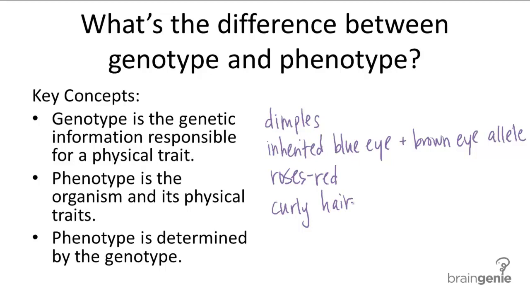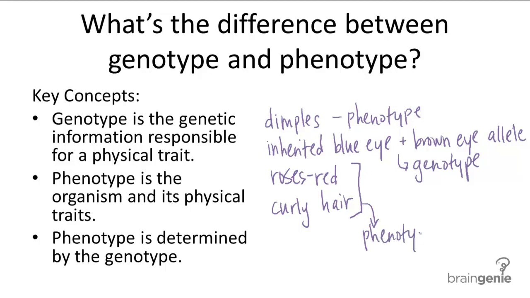So let's go through each of them together. Dimples describes a physical trait, so that must mean it's a phenotype. Inherited blue eyes and brown eye alleles, that is describing the genetic makeup, so this must be genotype. Roses are red and George has curly hair are both describing physical traits once again, so both of these are phenotypes. You can practice this yourself a little more and get really familiar with the difference between genotype and phenotype.